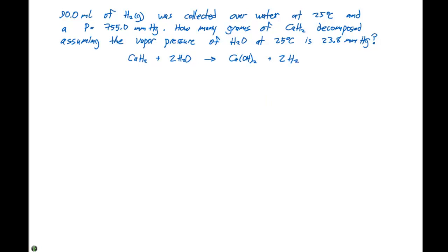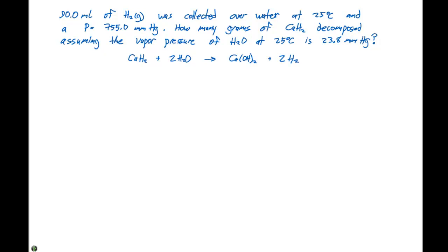90.0 milliliters of hydrogen gas was collected over water at 25 degrees Celsius and a pressure equal to 755.0 millimeters of mercury. How many grams of CaH2 decomposed, assuming the vapor pressure of water at 25 degrees Celsius is 23.8 millimeters of mercury?